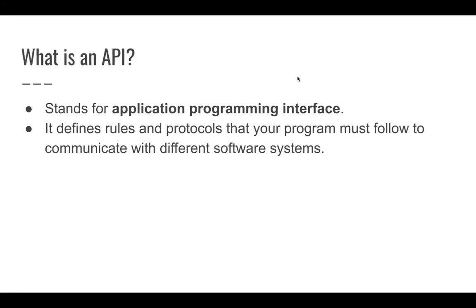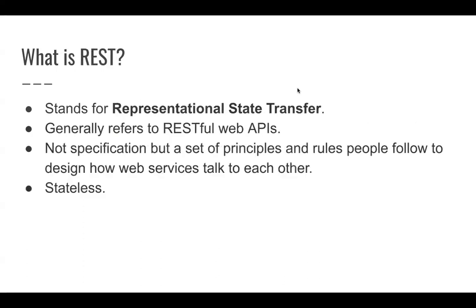So in this video, I want to explain what a RESTful API is. First, I want to get started with what exactly an API is. API stands for Application Programming Interface. You can think of it as a set of rules and protocols your program must follow to communicate with different software systems. These software systems can be written in completely different languages, and it doesn't matter.